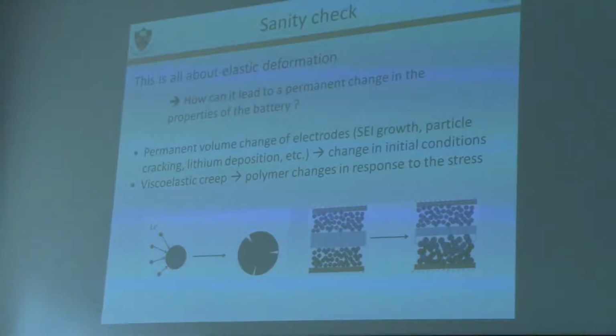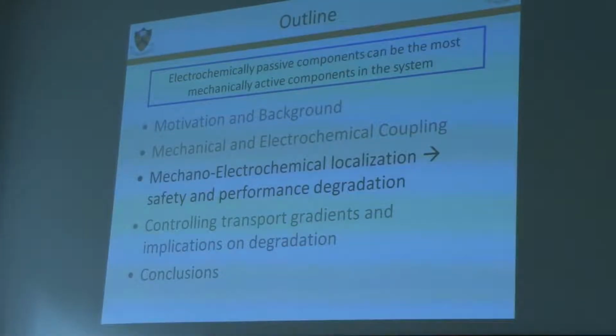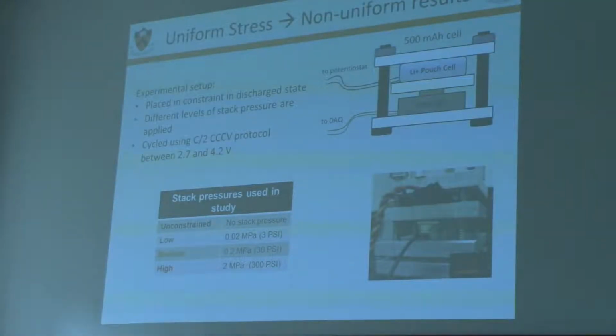But the fact is, what I hope to show you later on, I want you to keep this in mind, is that even within the elastic region, this type of deformation can lead to non-uniformities where I have different amounts of strain in different parts of the system. So let's keep that in mind. We're going to table that discussion for a couple minutes, and I'll just remind you that electrochemically passive components can be the most mechanically active components in a system. Well, let's see how this plays out when I start having non-uniform flows.